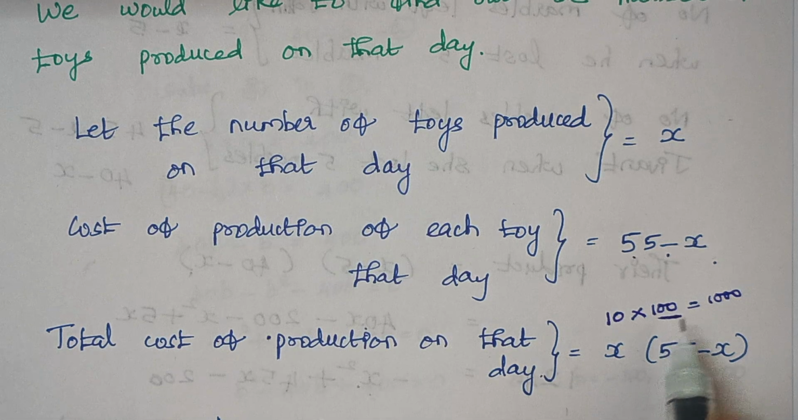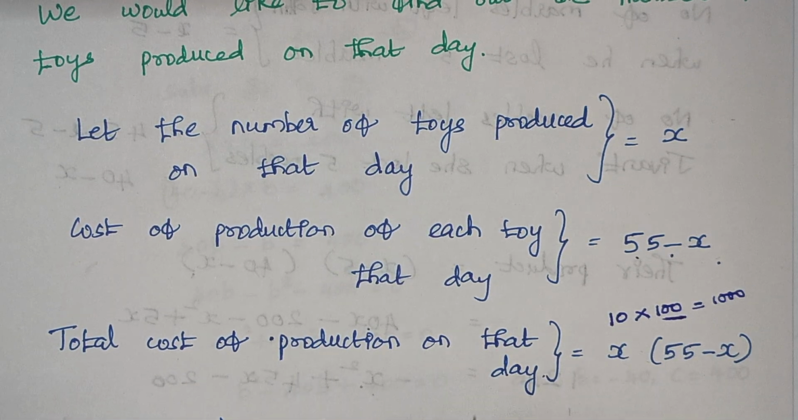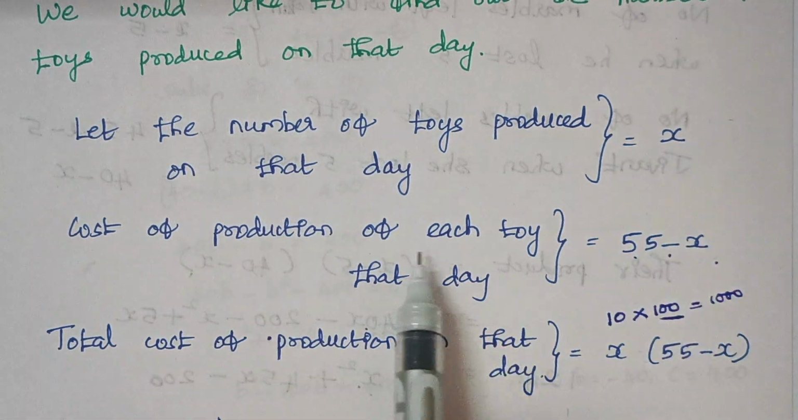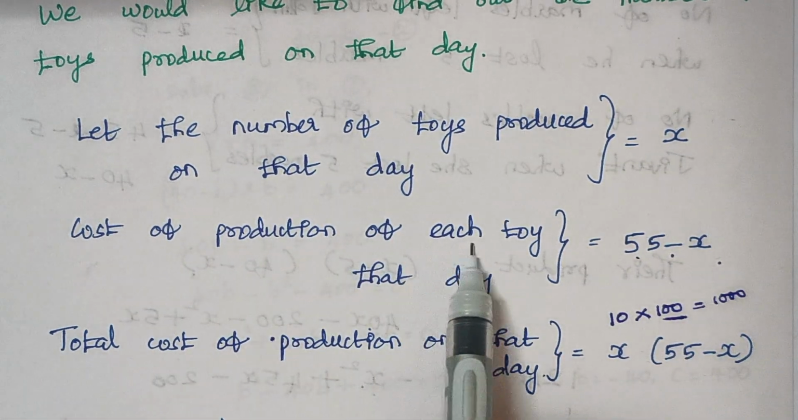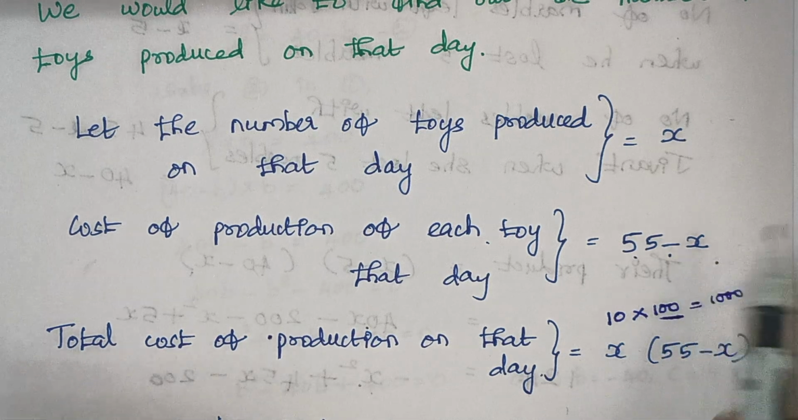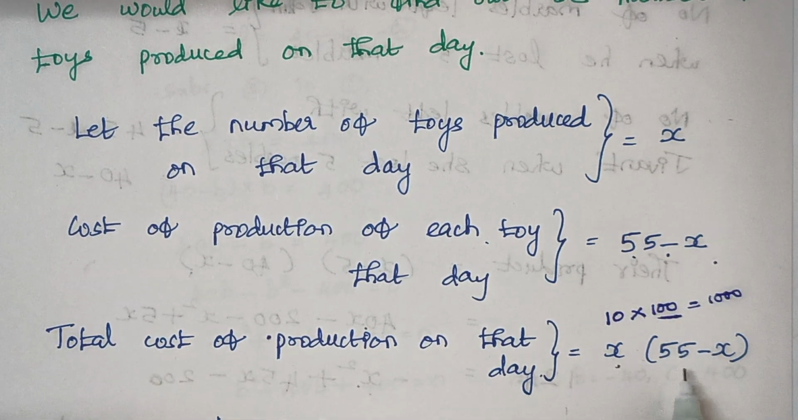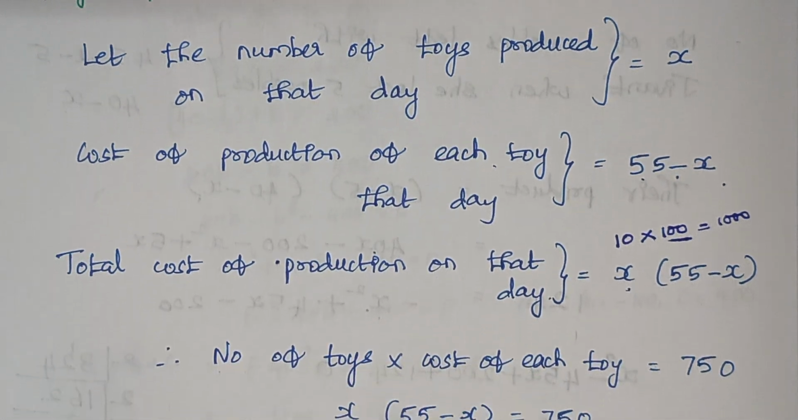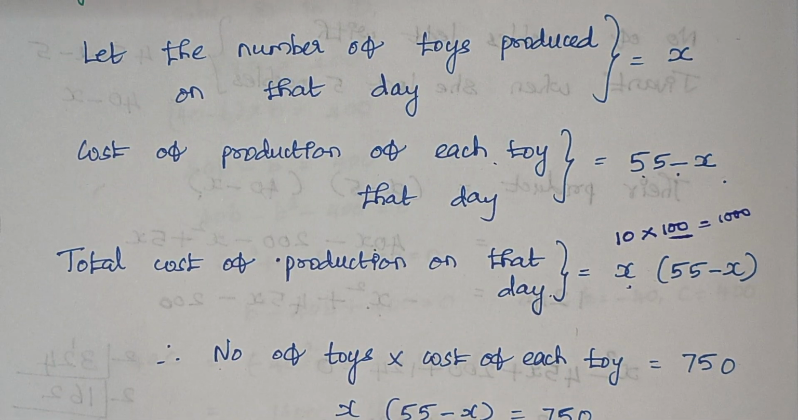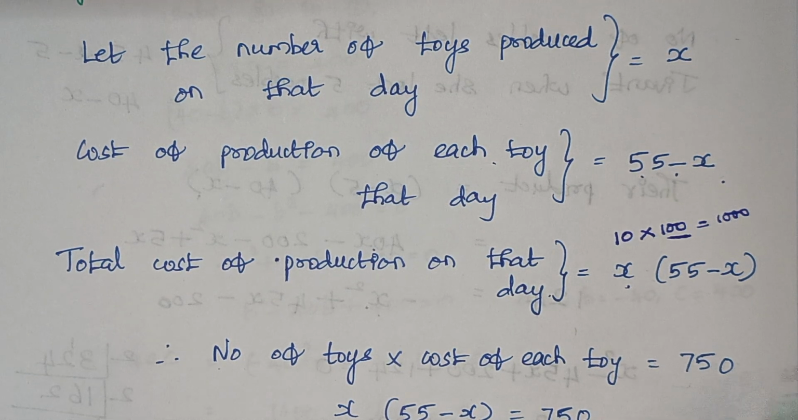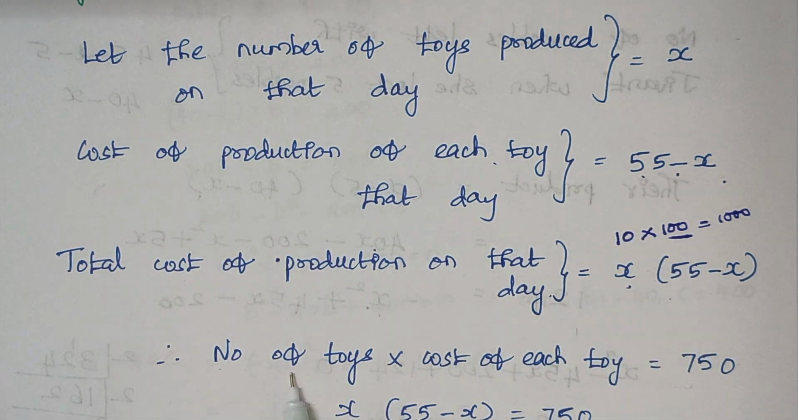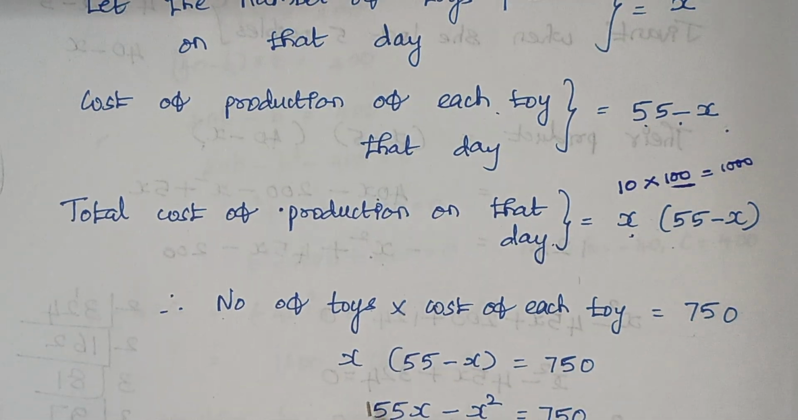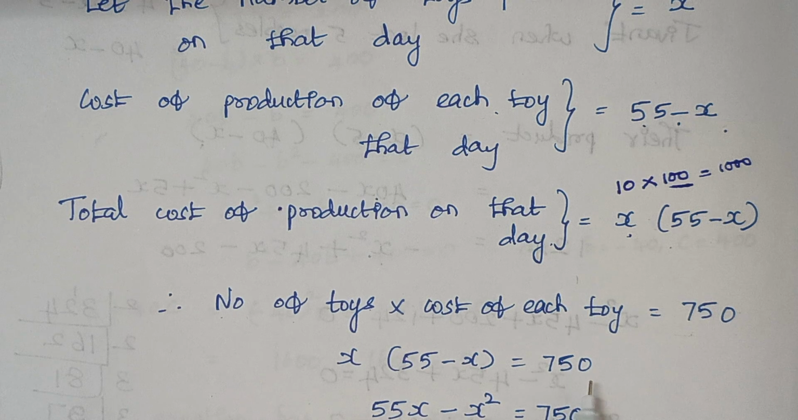So in the same way, here the total cost of production is given by the number of toys, which is X, and the cost of production of each toy, which is 55 minus X. So here we are multiplying X into 55 minus X. On a particular day they had given the production cost as 750. So production cost is nothing but the number of toys into the cost of each toy. So here it is X into 55 minus X, which is equal to 750.